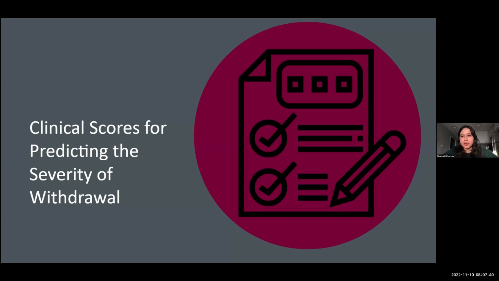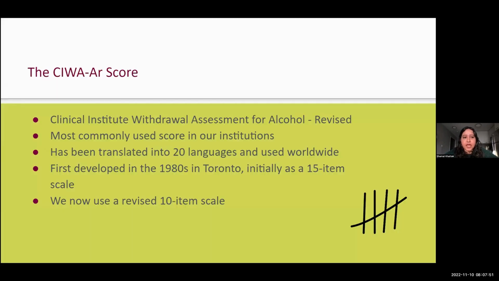So I'm just going to speak a little bit about the clinical scores for predicting the severity of withdrawal, including kind of the changing landscape that we're seeing anecdotally in the use of these scores. So I'm sure that we're all very familiar with the CIWA-Ar score, which is the score that we use here for all our admitted inpatients that are at risk of withdrawal. So this score has been translated into over 20 languages.